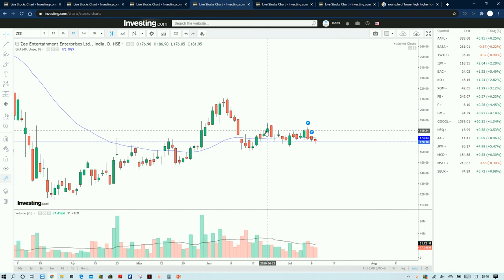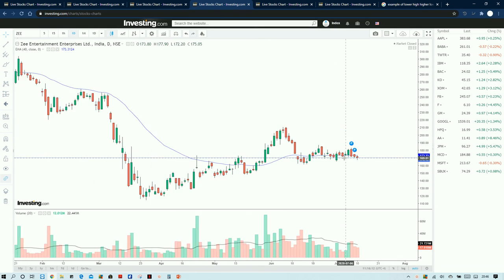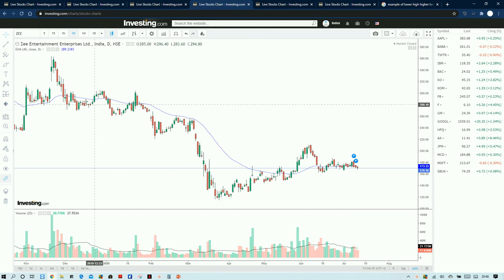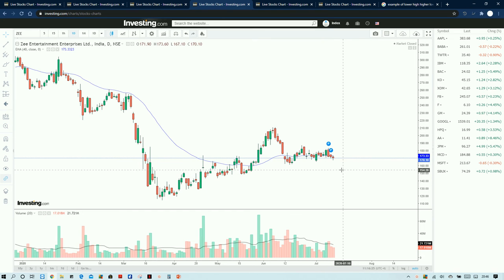Here it tries to close above this trend line, but it cannot go up. So that is how you can say that the stock is in a downtrend. From the top you can say that it tries to break, but it cannot break it. So that is how you can identify the trend, whether it is in upside or downside.